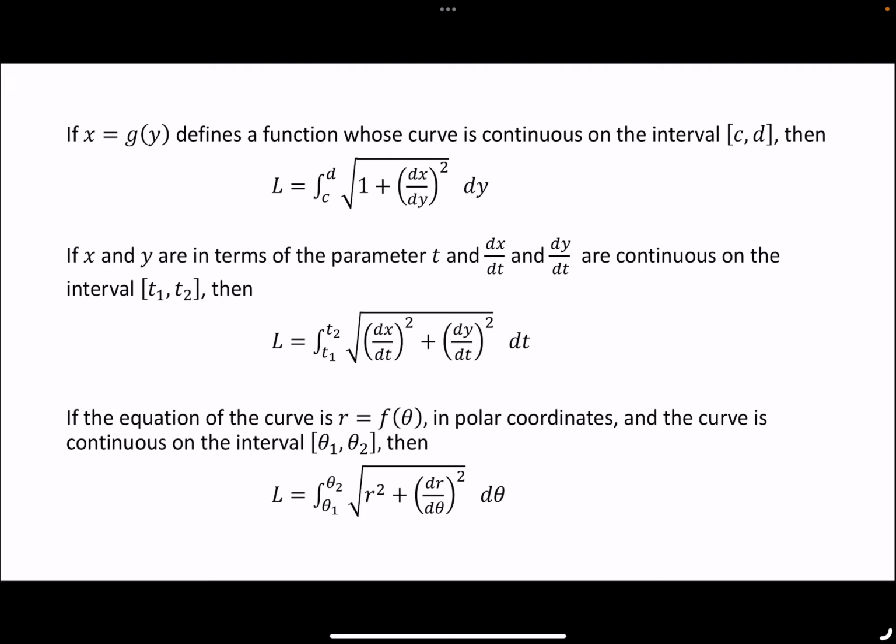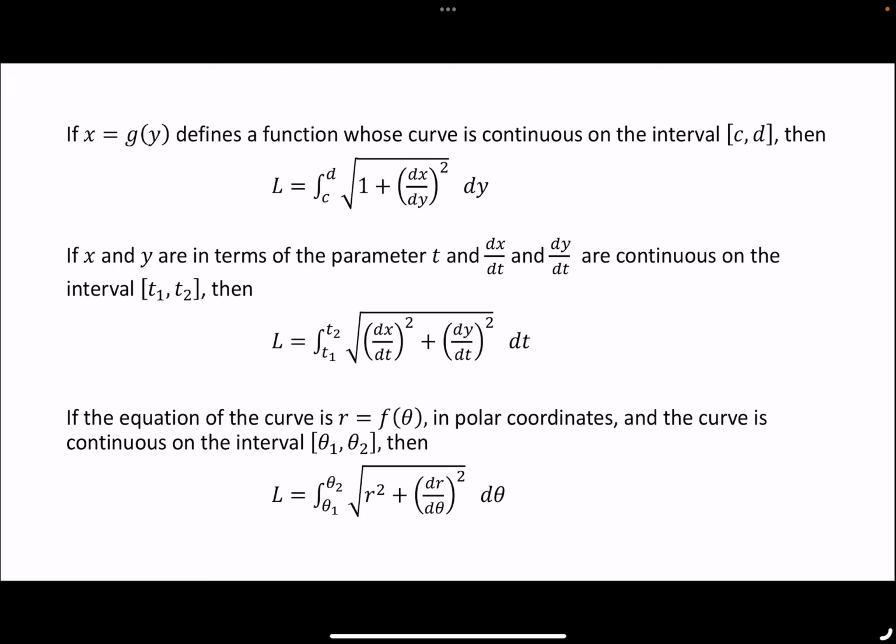And if x and y are in terms of the parameter t, and dx over dt and dy over dt are continuous on the interval from t1 to t2, then the length is given by the integral of the square root of dx over dt squared plus dy over dt squared with respect to t from t1 to t2.